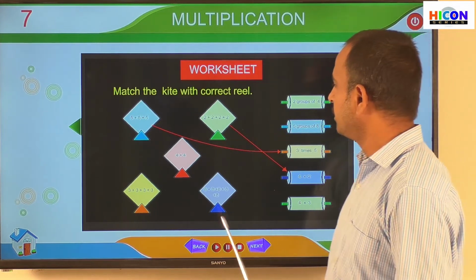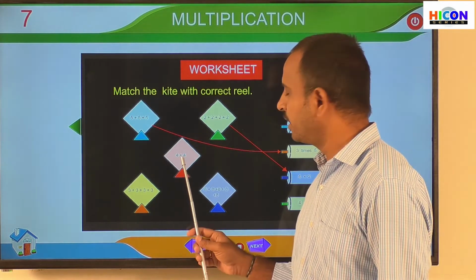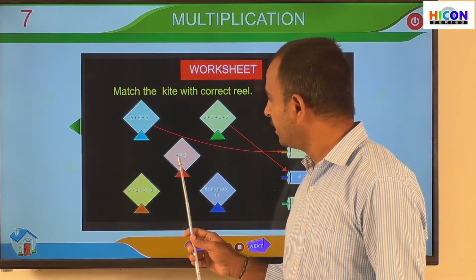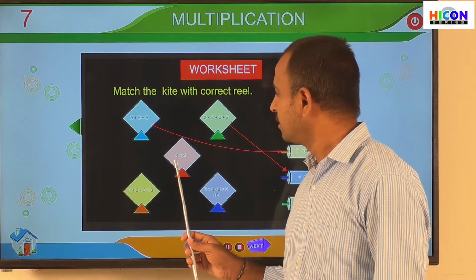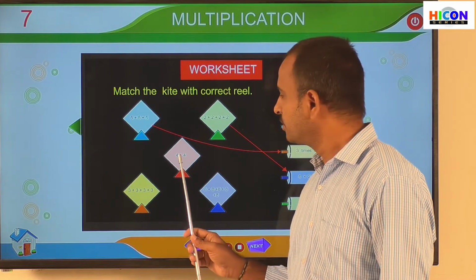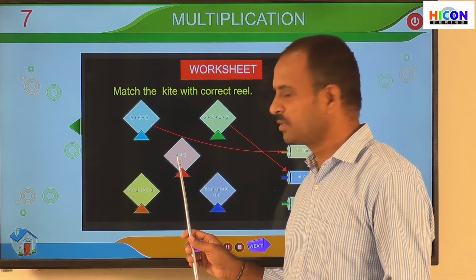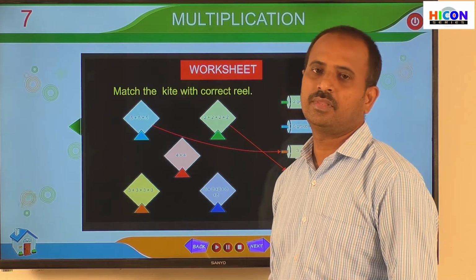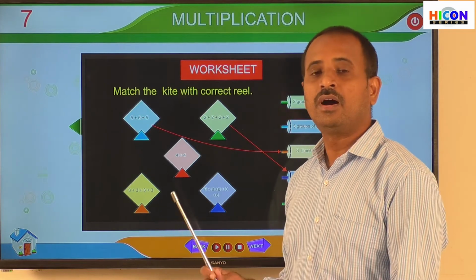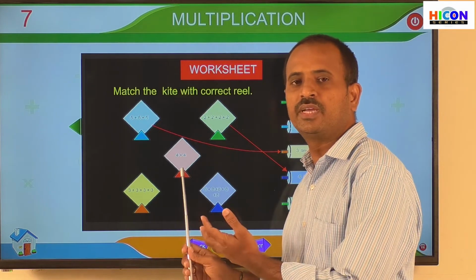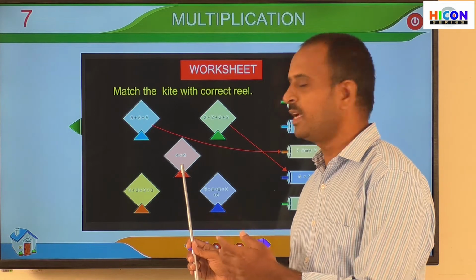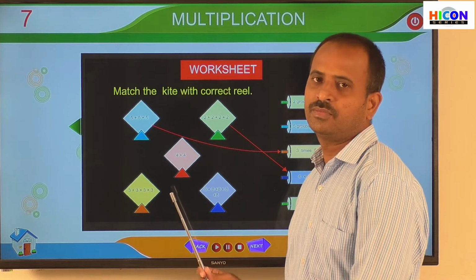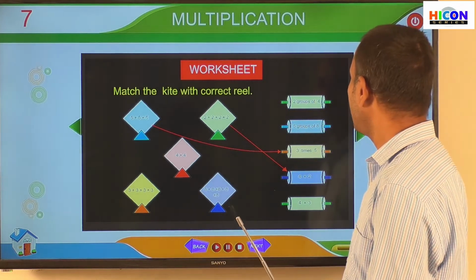So children, see the third kite. Here in the third kite, we are observing the number 4 and it is added 2 times. That is 4 plus 4. So this is added 2 times, 4 plus 4. That means 2 times 4. Or if you convert this into multiplication, we can write it as 2 into 4 because there are 2 times 4. So where is 2 into 4?